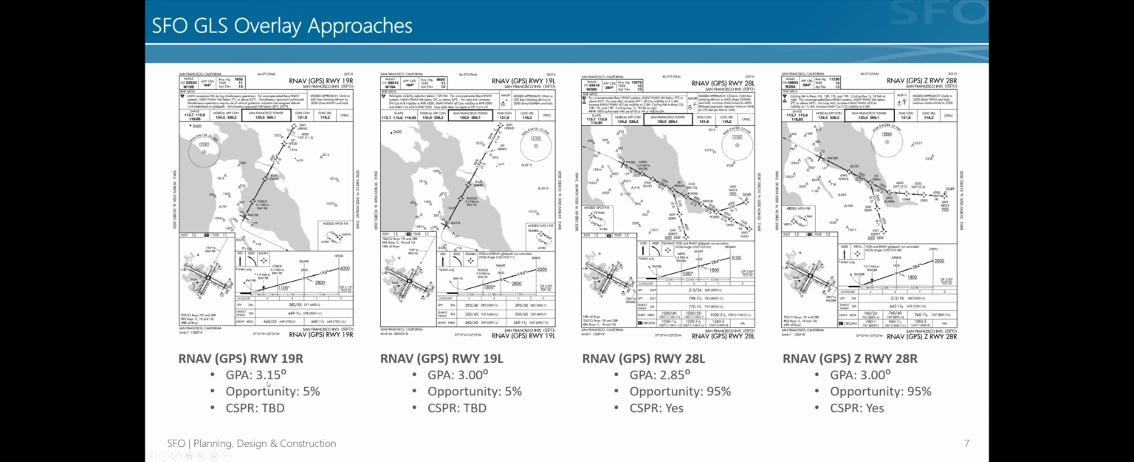It's 3.15 degrees, and the approach to 19 left is 3 degrees. This was done in part to facilitate the opportunity to use both approaches in the closely spaced parallel runway operation, and that's something that will be carried over to the GLS overlay, so it's identical. For the 28s, the starting procedures, again, just to keep them identical, is that the overlay approach for 28 left will be the lower 2.85 degrees, and the approach to 28 right will be the standard 3.00 degrees.